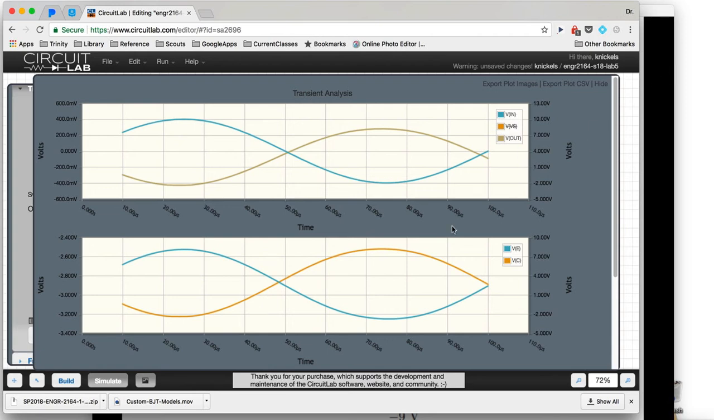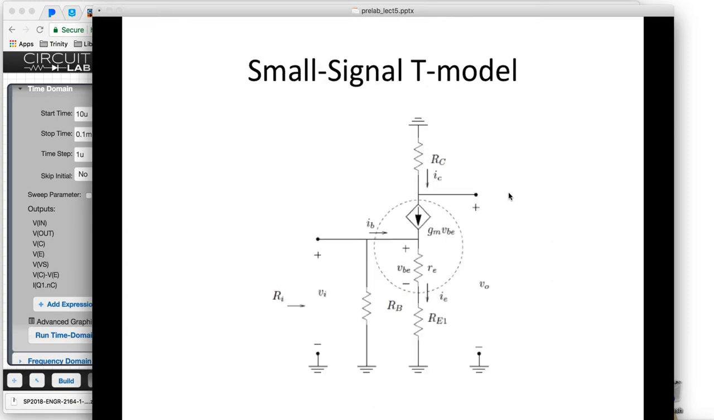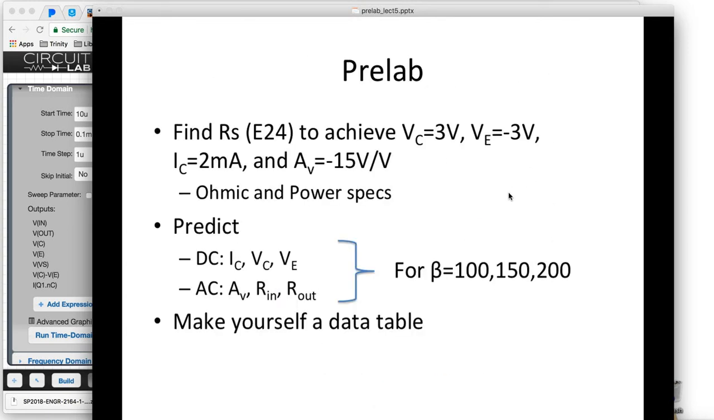Okay, so that's the basic setup for this lab. You're going to put a sine wave in, you're going to get a bigger sine wave out. So let's take a look at the actual procedure then. I think I already mentioned all this.